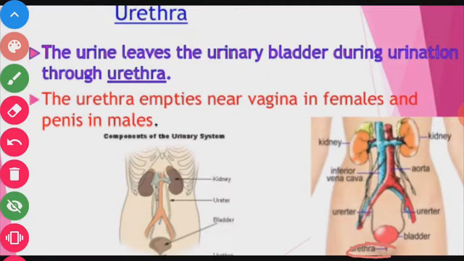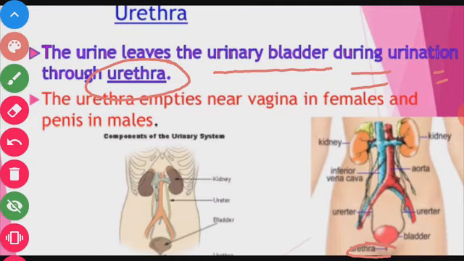It leads from the urinary bladder to the outside. The urine passes out of the body through the urethra. The urine that is formed in the kidney leaves the urinary bladder during urination through the urethra. The urethra empties near the vagina in females and at the tip of the penis in males.